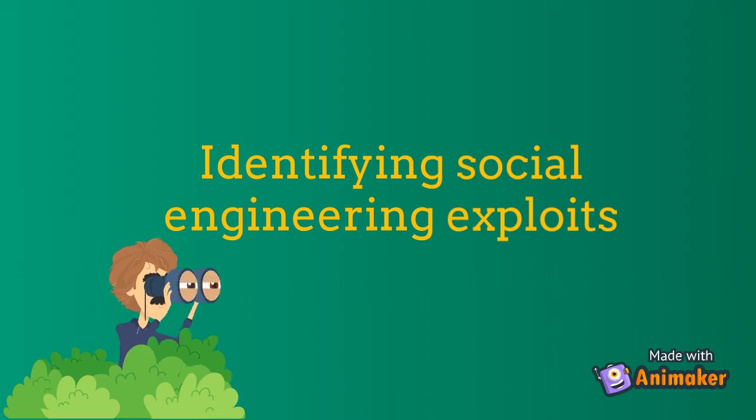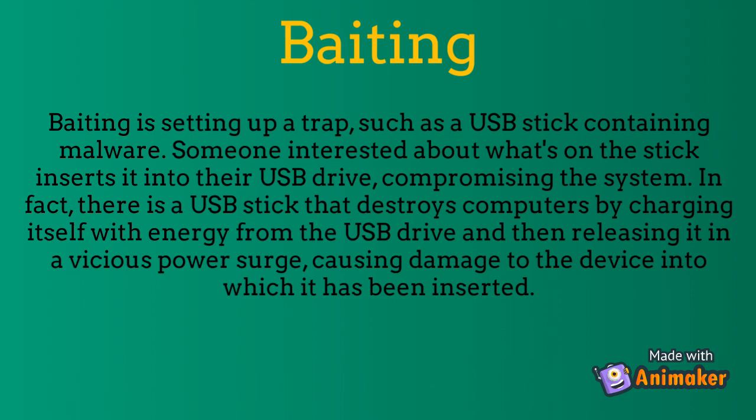Identifying social engineering exploits. Baiting. Baiting is setting up a trap such as a USB stick containing malware. Someone interested about what's on the stick inserts it into their USB drive, compromising the system. In fact, there is a USB stick that destroys computers by charging itself with energy from the USB drive and then releasing it in a vicious power surge, causing damage to the device into which it has been inserted.